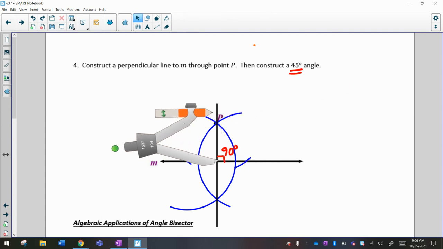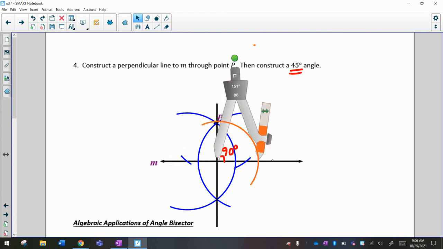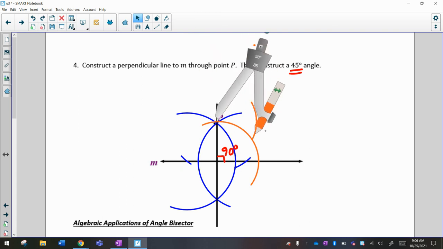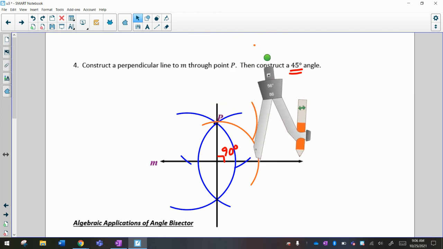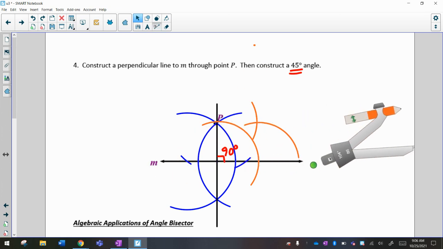Well, I'm going to open my compass a comfortable amount. I am going to draw an arc that hits both sides of that 90-degree angle. Go to one intersection, draw an arc through the middle. Go to the other intersection, draw an arc through the middle. And then connect a ray from the angle's vertex through the intersection. That has now made two 45-degree angles.